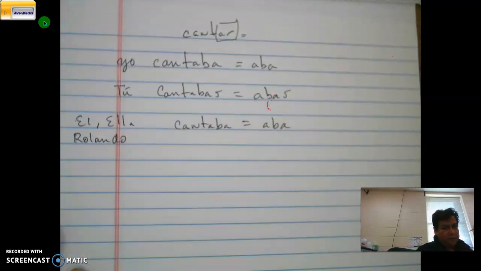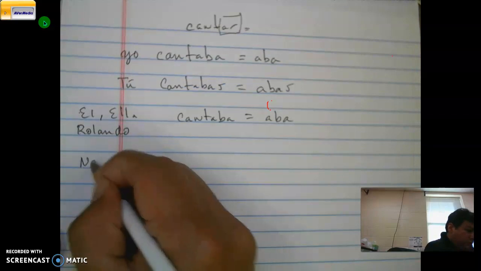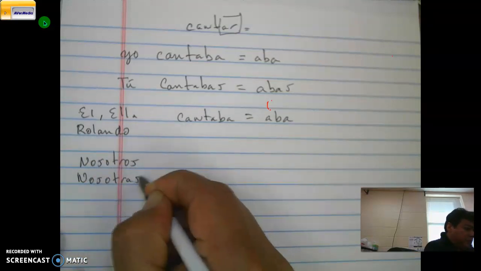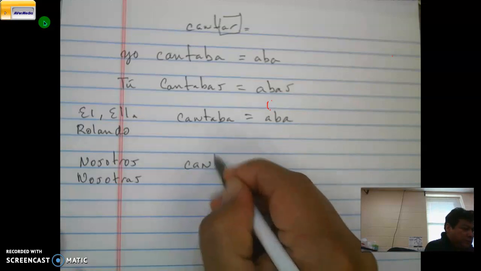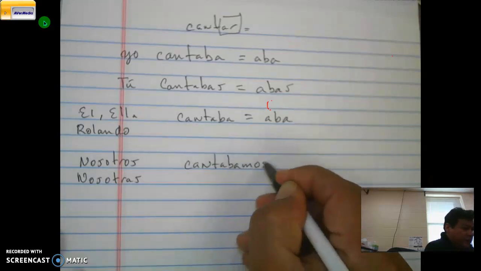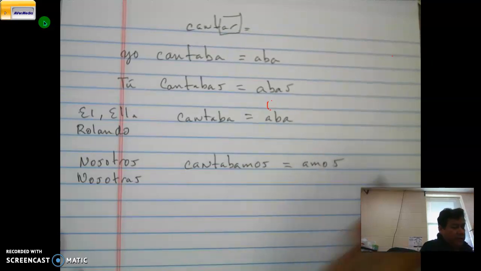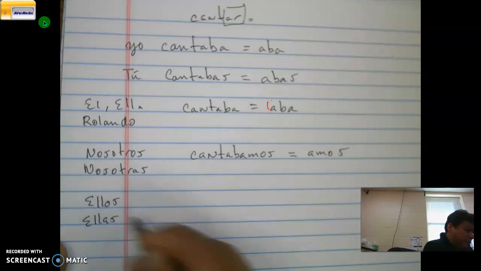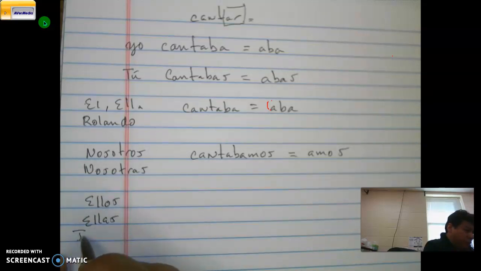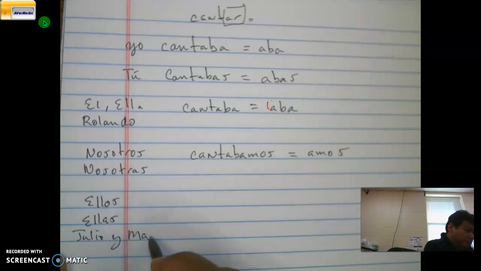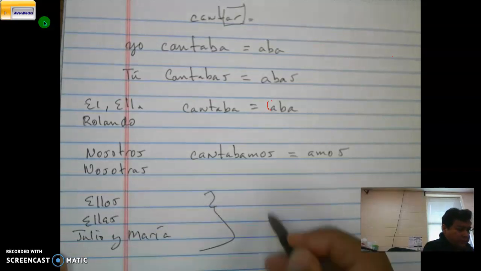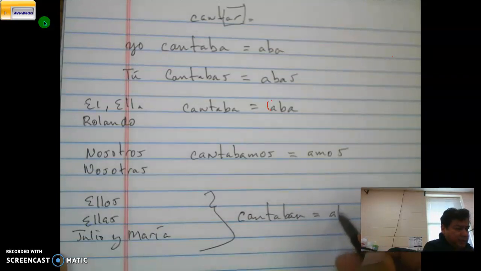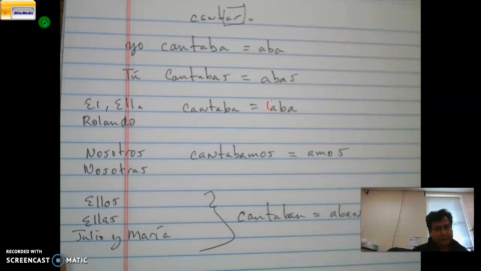Okay, and then we can do the other ones. Nosotros or nosotras, masculine and feminine, means we. Cantábamos, we used to sing, or we would sing. Cantábamos, we're dropping the -AR and adding -ábamos. And then the last one is ellos, which is they, or ellas, the feminine. Or you can even put Julio y Maria, see, it's plural. These are all the same. And we can just say cantaban, dropping the -AR and adding -aban, cantaban.